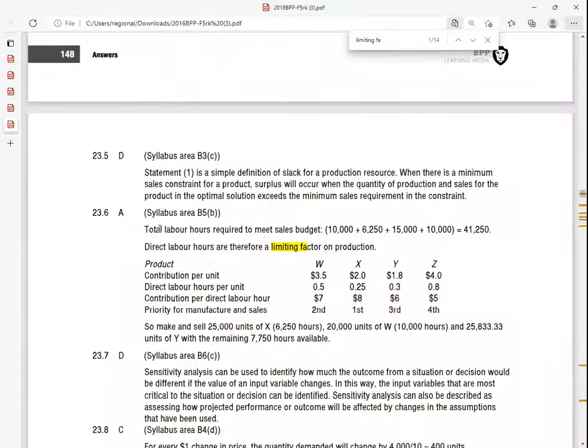You can see here, total labor hours required to meet the budgeted sales were 41,250. Direct labor hours are therefore a limiting factor on production. And at the end of the day, they were able to make and sell 25 units of X, 20,000 of W, and 833.3 units of Y, with the remaining 7,750 units.